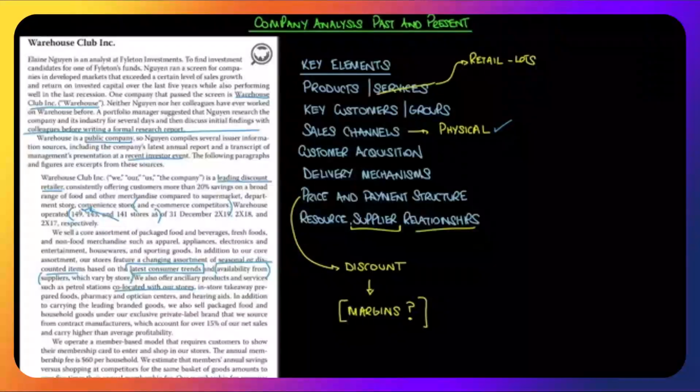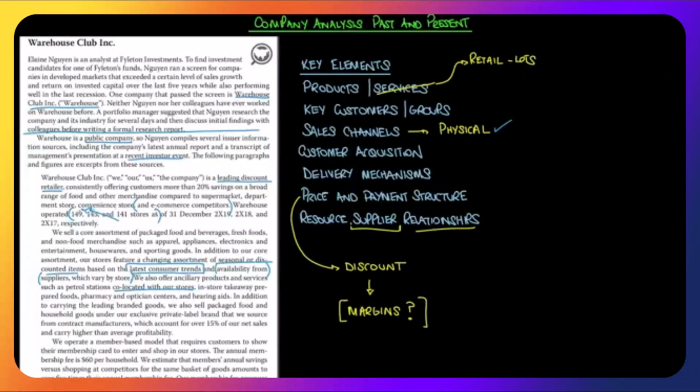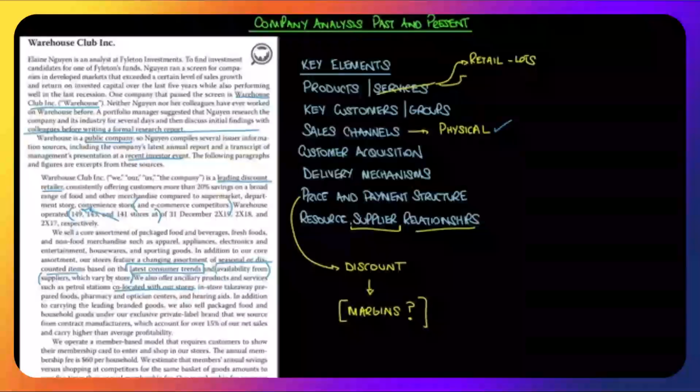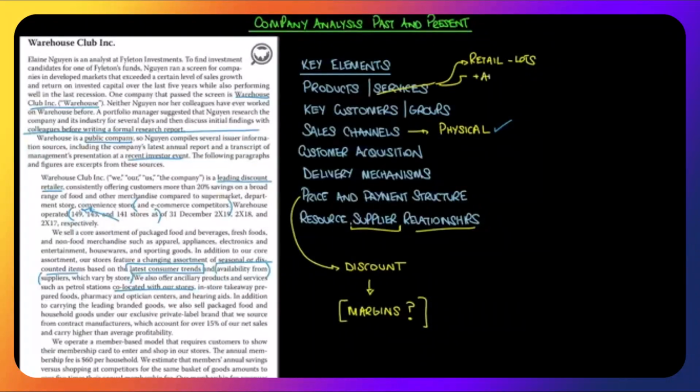People are now on your premises to get the discounted goods, and you sell them add-ons like petrol, gas, as you would call it in the US. Now, they're a discount store. They're trying to get you in.